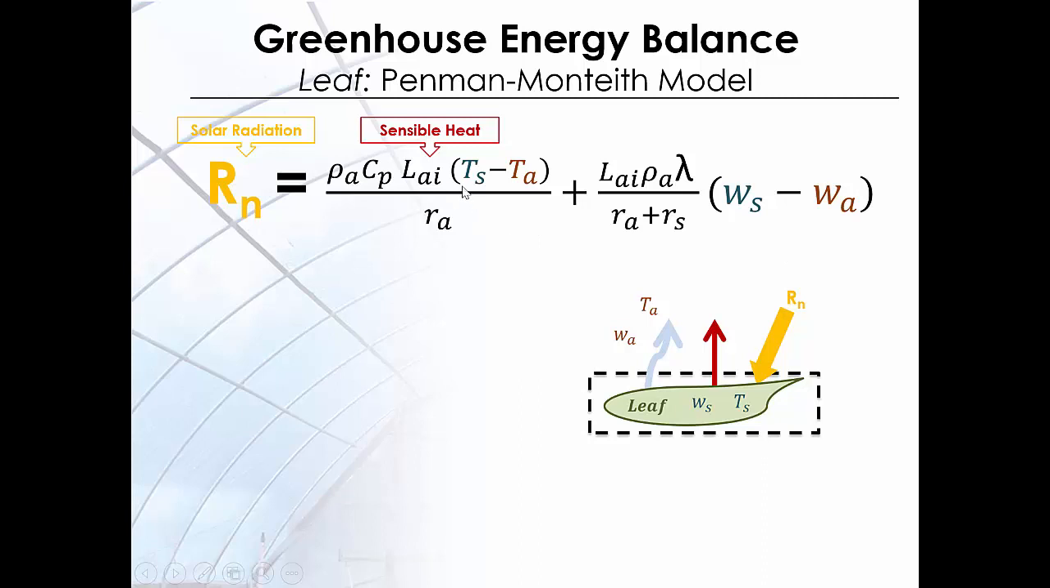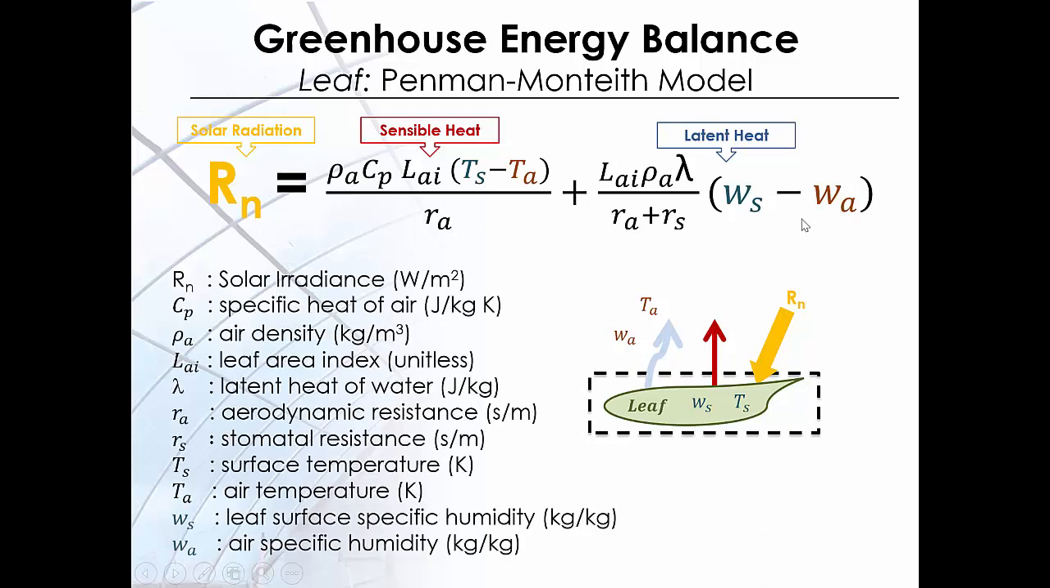with related variables, for instance the temperature difference between the leaf surface and the surrounding air, leaf area index, the specific heat of the air and the density of air, as well as the aerodynamic resistance term against the sensible heat, as well as the latent heat component, where we have the surface specific humidity and air specific humidity difference, as well as the aerodynamic and stomatal resistance component, leaf area index, the density of the air, and the latent heat of water. And this energy balance is actually the well-known Penman-Monteith model for the energy balance on leaf surfaces.